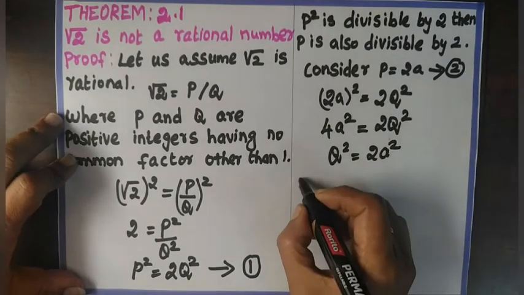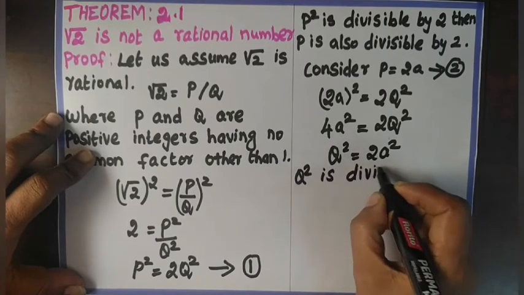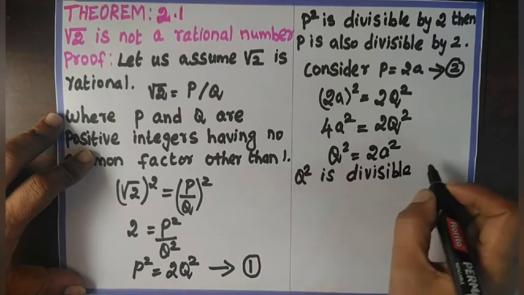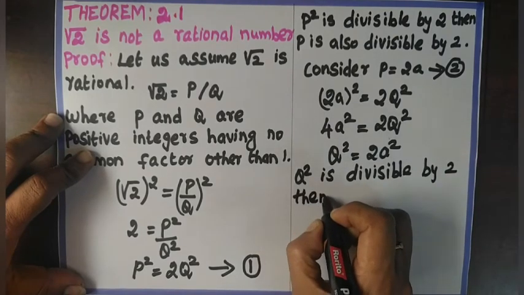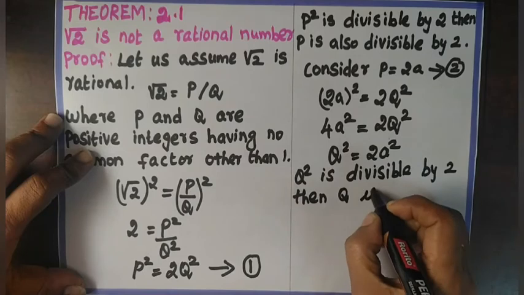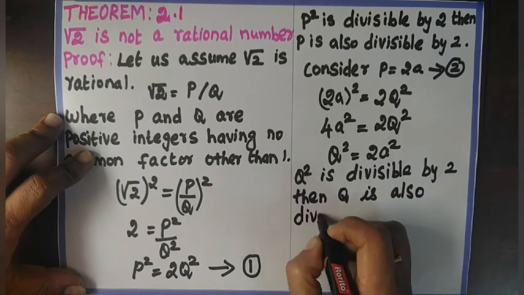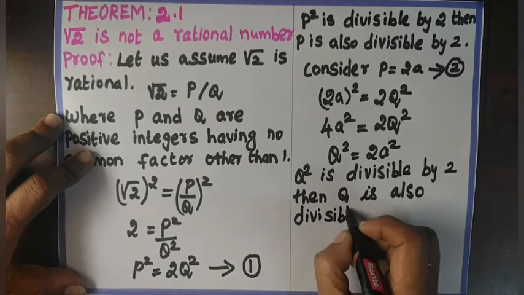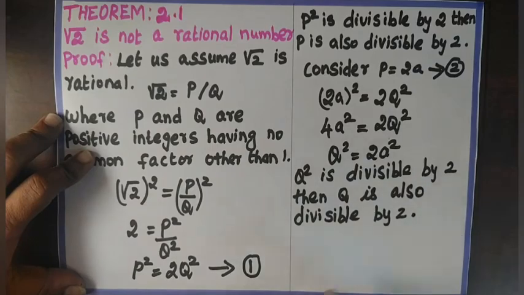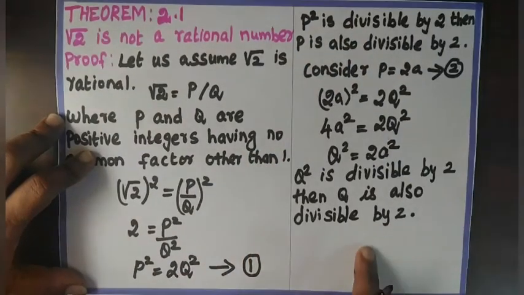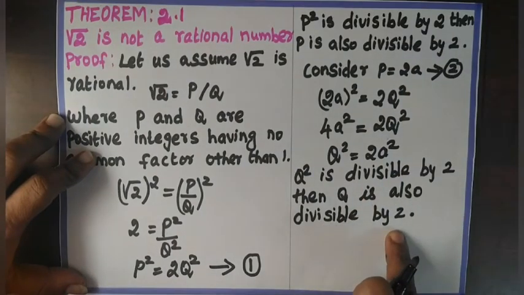Then q square is divisible by 2. Then q is also divisible by 2. Now see both the results: p is divisible by 2 and q is divisible by 2.